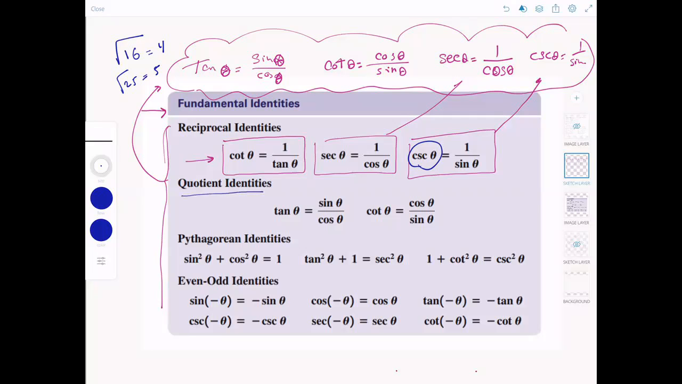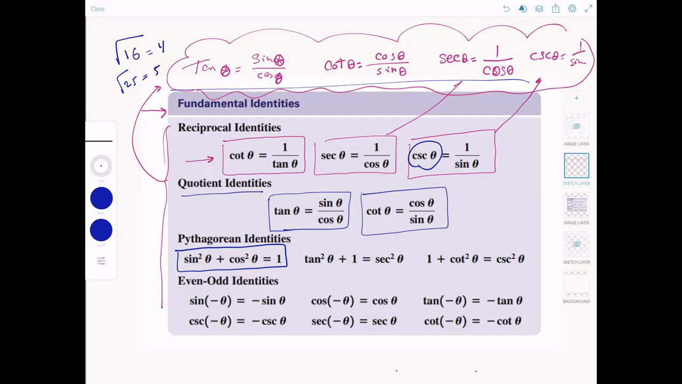Quotient identity, oh, well, we have them here. I don't know why I wrote it there. Tangent theta equal to sine over cosine. Cotangent is cosine over sine. And we have the Pythagorean identity. I proved this one for you guys. We proved it through the Pythagorean theorem that sine squared plus cosine squared equal to 1.